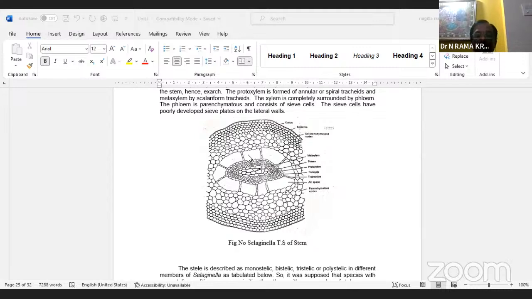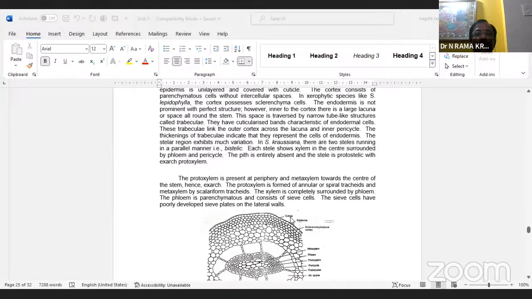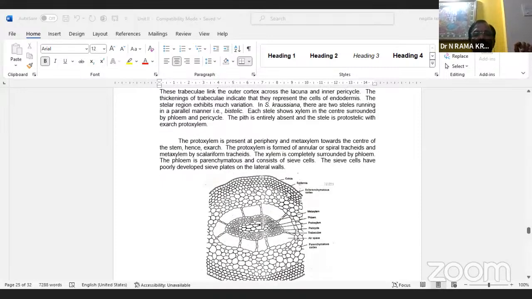Now, when we look at the section of the stem, this one is the epidermis. The epidermis here is also a single layer. There are no intercellular spaces, and above the epidermis we see a cuticle, a layer-like structure. Now the second one, what is it? Here it is the cortex.